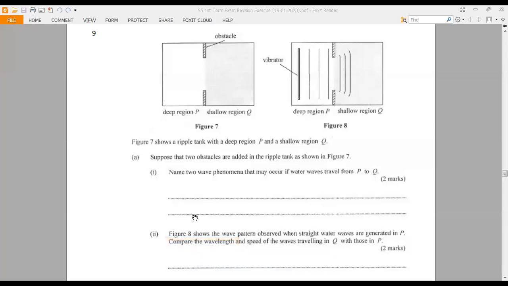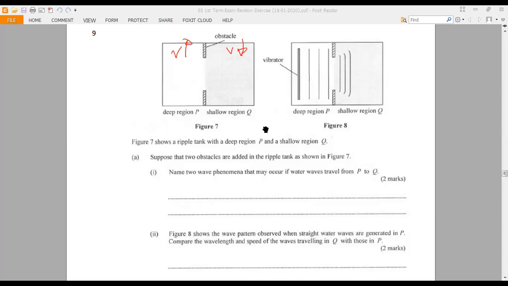Now there are 4 questions remaining, and some of them are really similar to the examination, like this one, about the diffraction. For this question, you see that there is a water tank with deep and shallow region. So we should be familiar with this deep and shallow because we have been doing this quite many times already. For the deep region, it refers to the larger speed. And for the shallow region, it refers to a smaller speed, right? So according to this, we may answer the question.